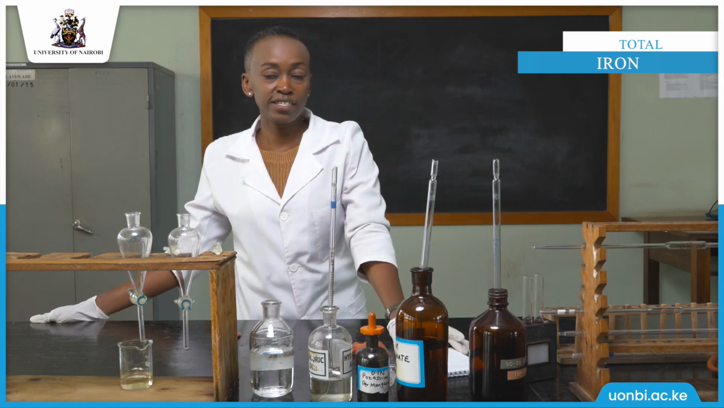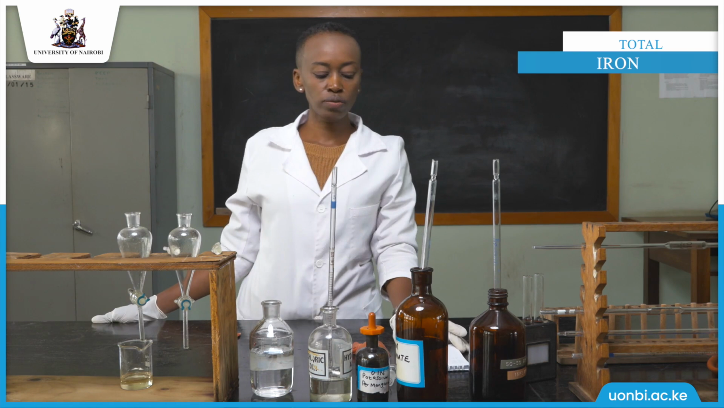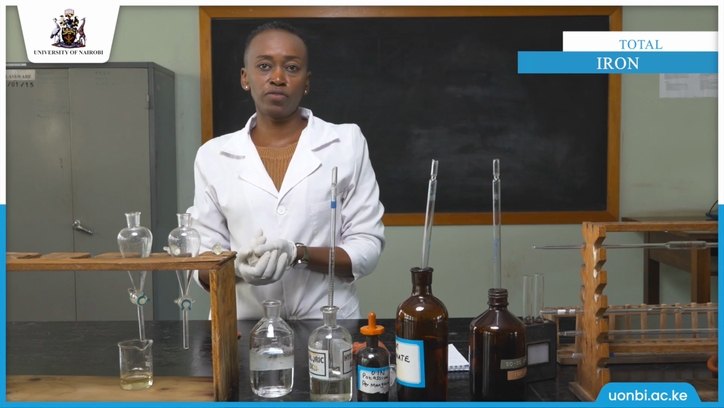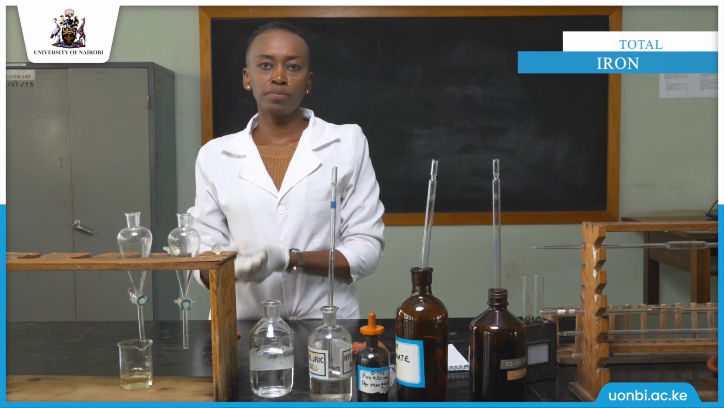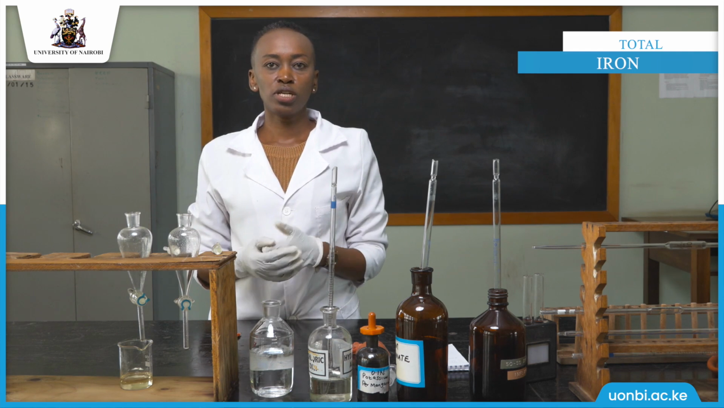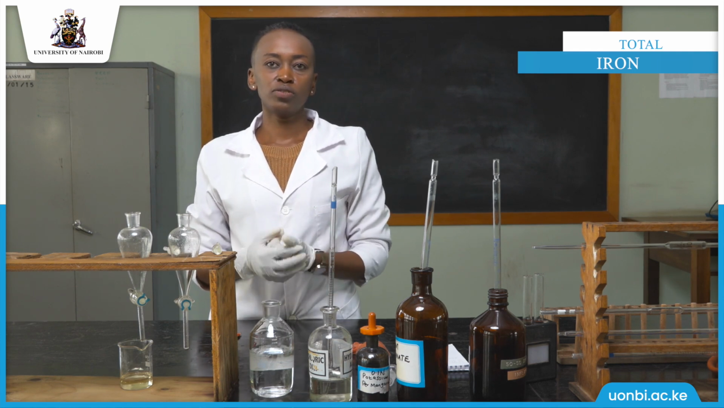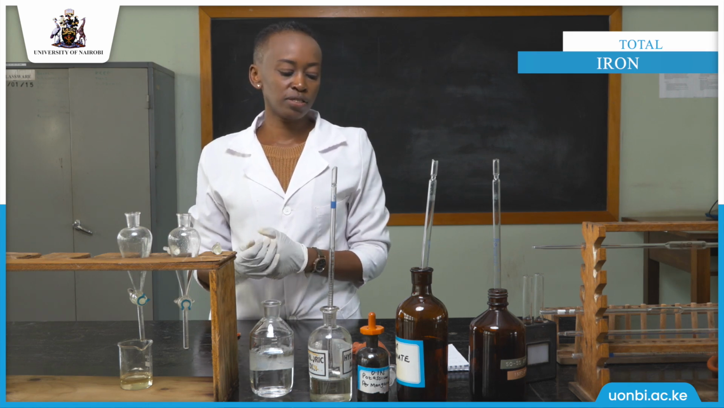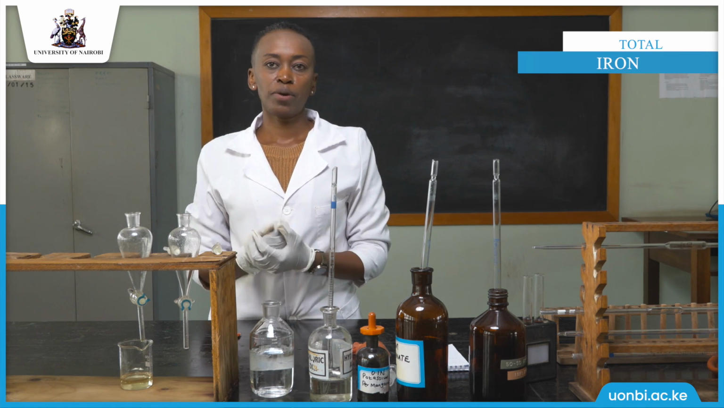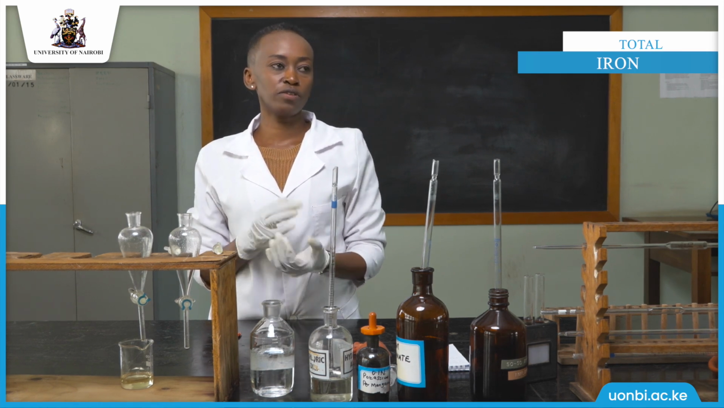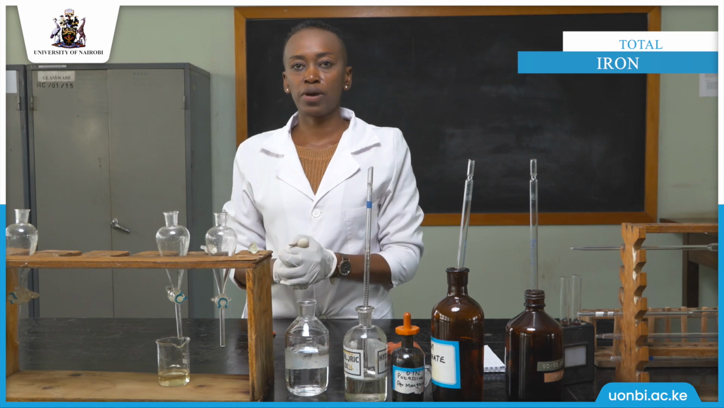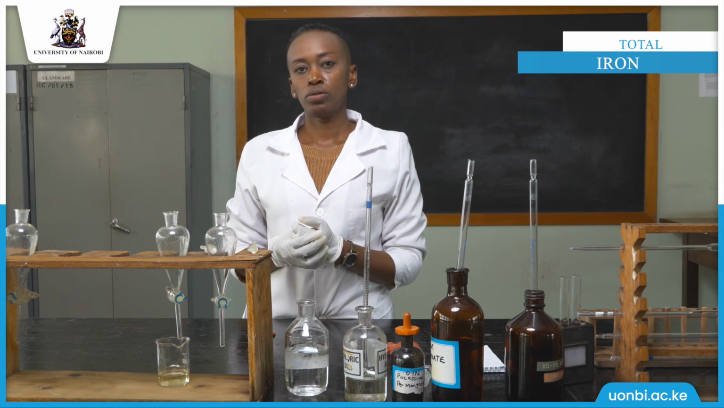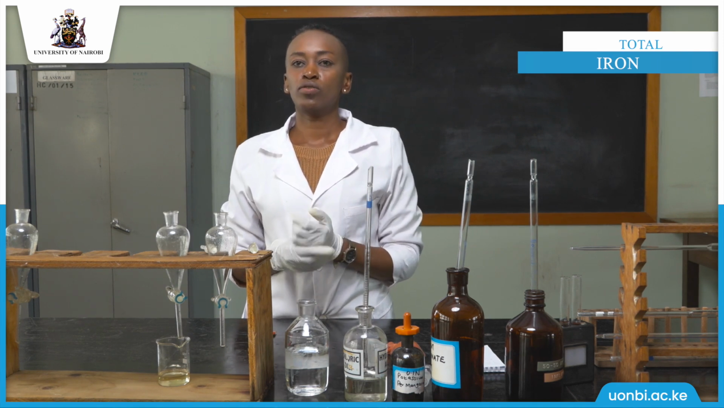After getting the results of the iron concentration, you can go to the NEMA standards or WHO, depending on the purpose of the water, to check the maximum permissible level of iron concentration in a water sample. For instance, for drinking water, it's 0.3 milligrams per liter. So this is slightly higher than the permissible level, because the permissible level for drinking water is 0.3 milligrams per liter, but our water sample is 0.4. So it's not fit for drinking or domestic use.